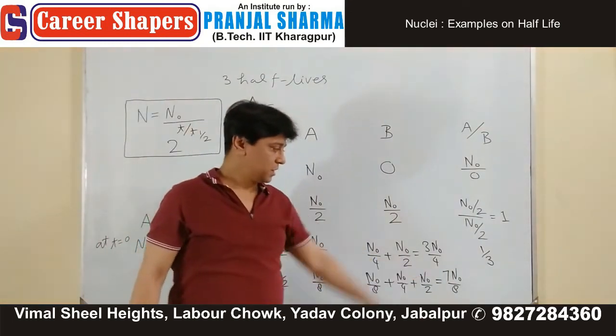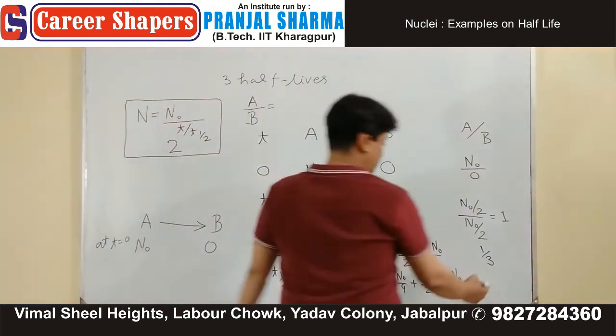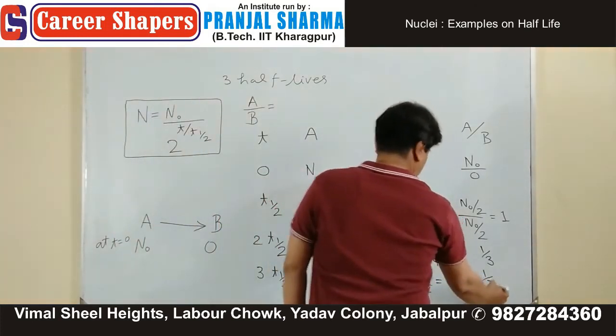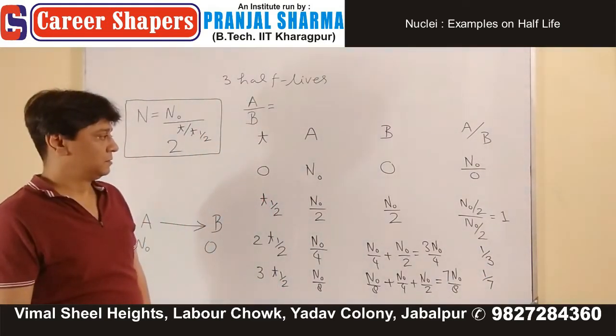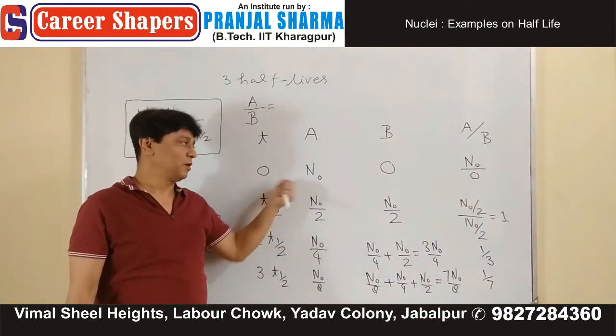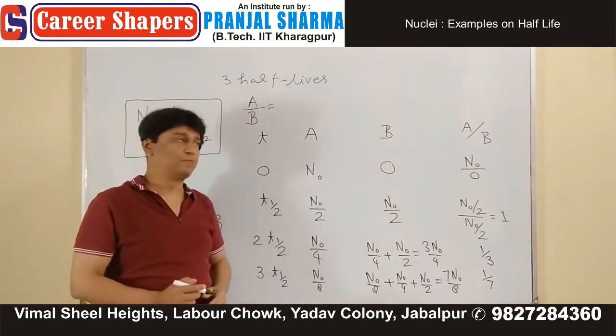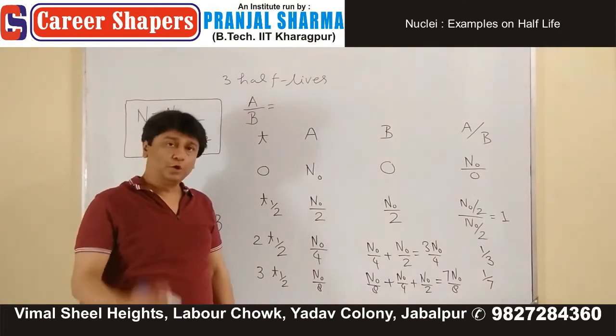Add all these and you get what? 7 N naught by 8. What is the ratio coming? 1:7. So this was a crude way of answering this question, forming a chart and then solving everything. What you could have done is this.